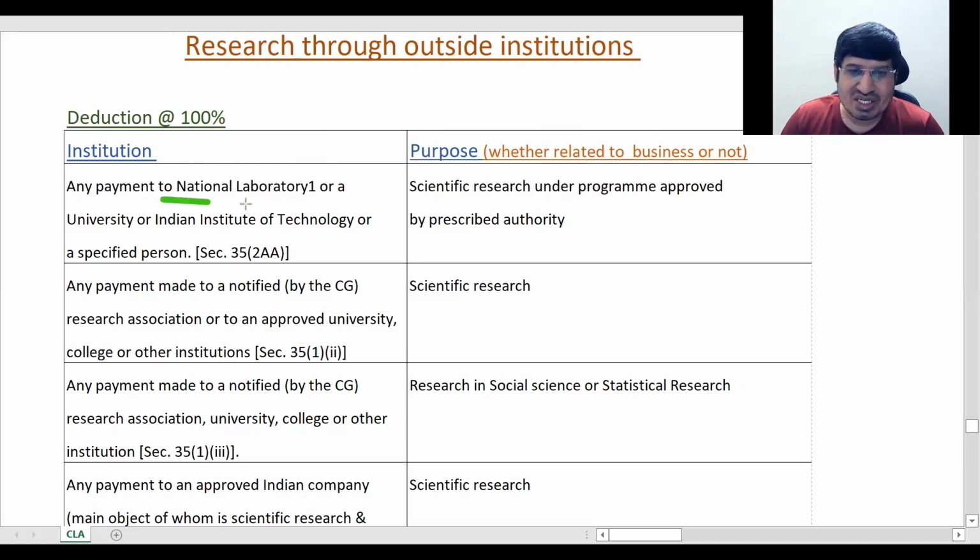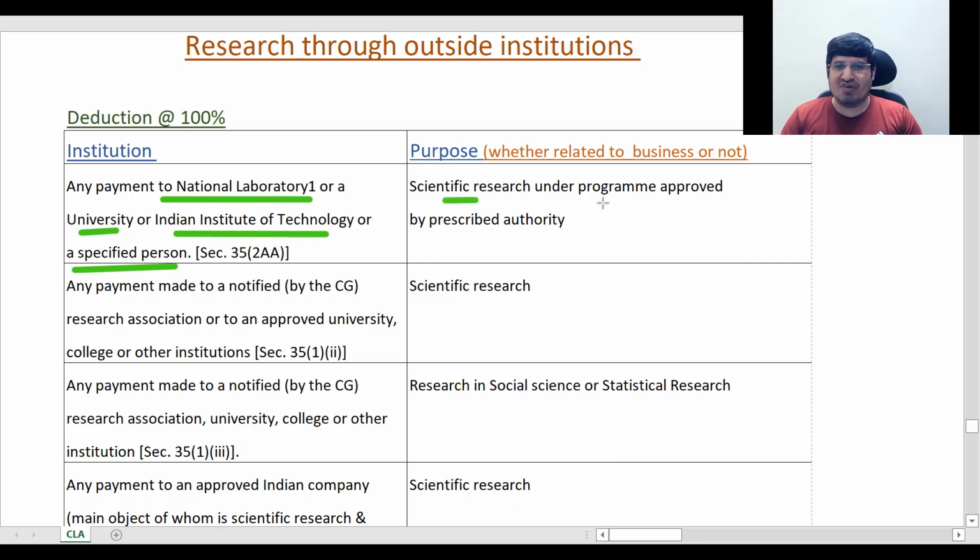payment to national laboratory. Okay, we'll see what national laboratories are. You don't have to as such learn the names and all that. Just national laboratory is sufficient for you. Okay, national laboratory, university, IIT, or a specified person. Okay, for what purpose? Scientific research under a program approved by prescribed authority. This one. Okay, second one, payment made to notified research association or an approved university. Okay, university is again repeated here. But it's immaterial whether it comes here. Okay, everything it is 100% only.